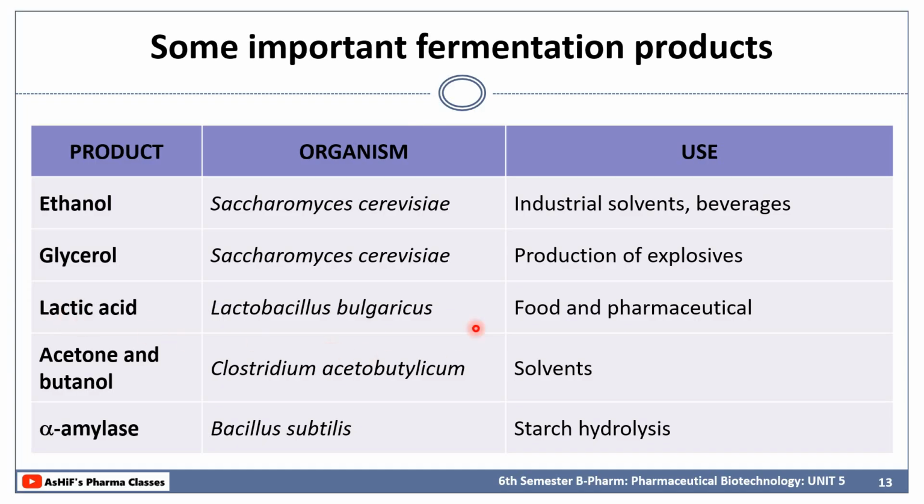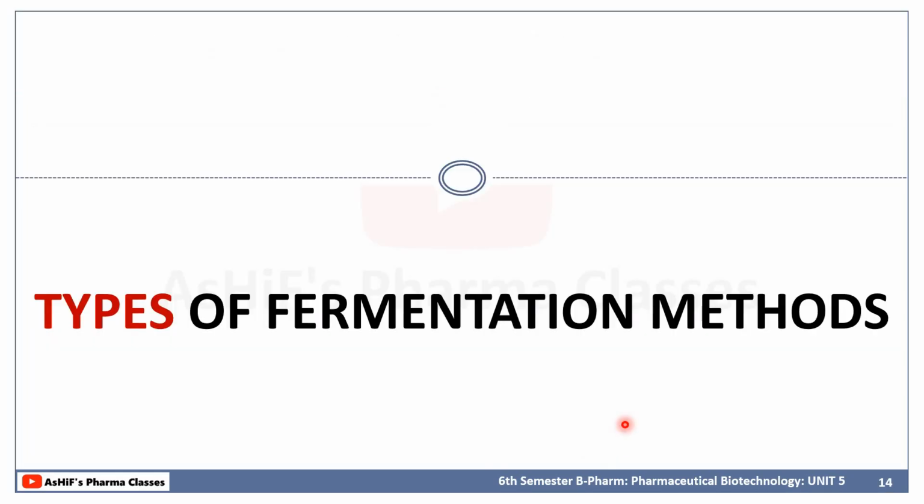And lactic acid, which is produced by Lactobacillus bulgaricus, is mainly used in food and pharmaceutical products. Then acetone and butanol, which are produced by Clostridium acetobutylicum, are used as solvents. And it is also used for the production of enzymes like alpha amylase by using Bacillus subtilis, which is mainly used for hydrolysis of starch.